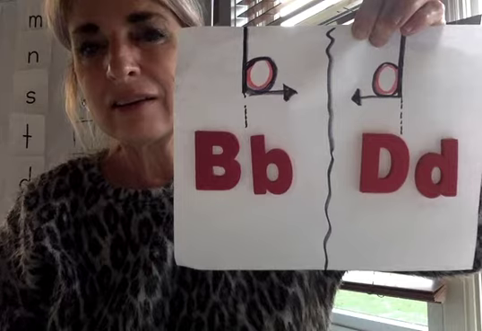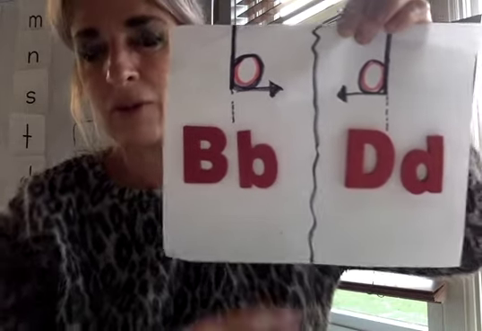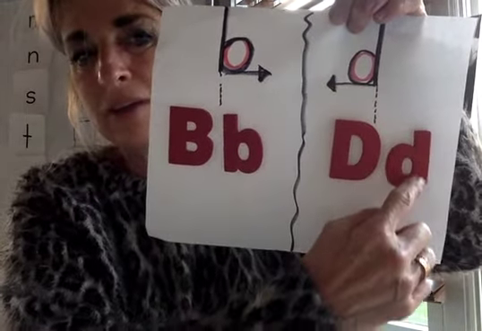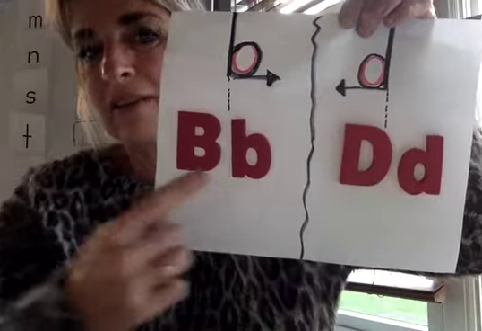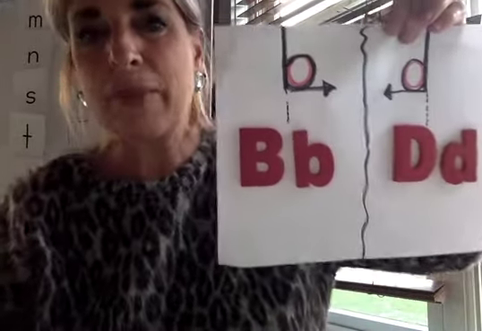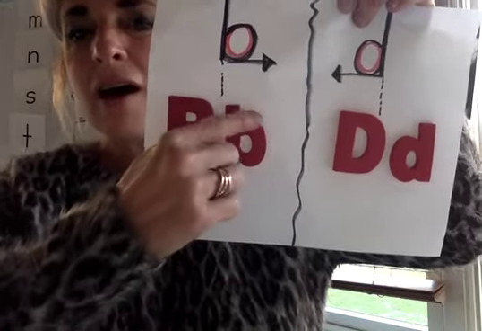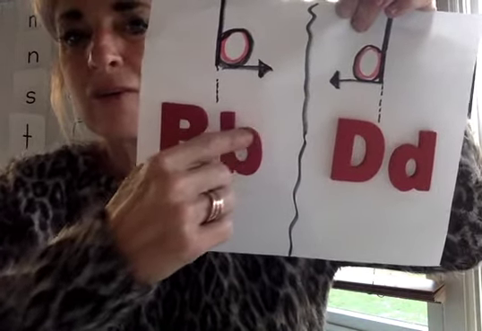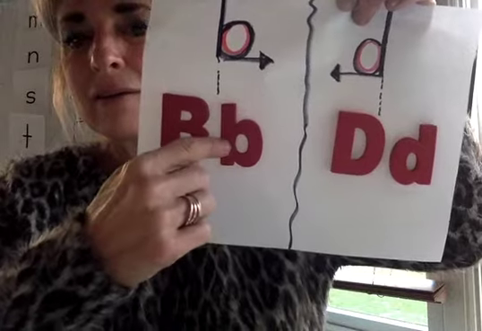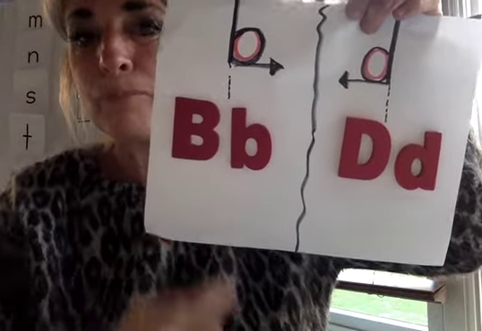Not the way we read. Where's the belly? D. One line down, curve around. That's not the way we read. B. Lowercase b. One line down. We read that way. The belly's going that way. Curve around. B. Lowercase.